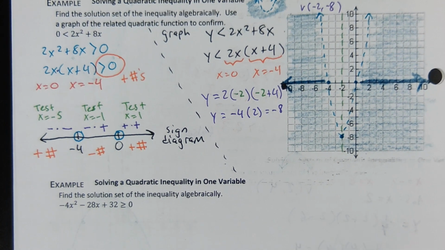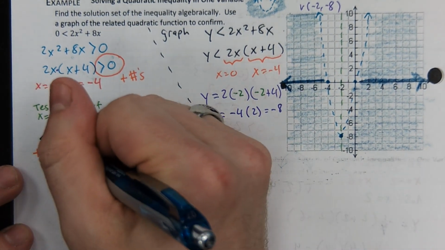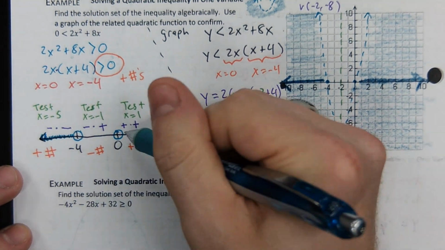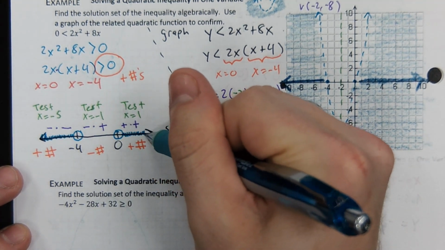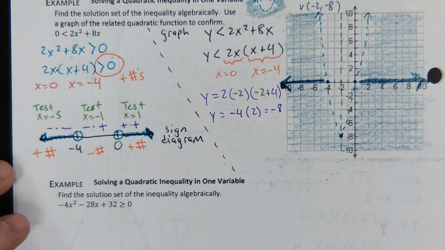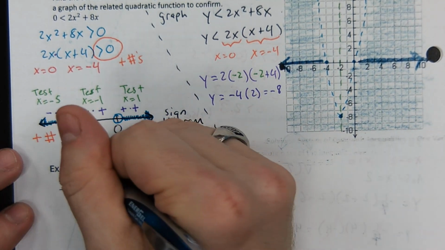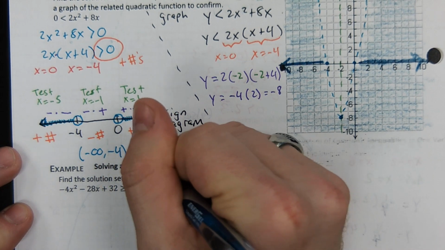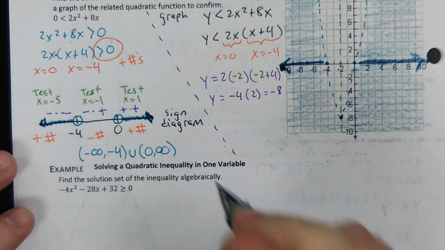Positive numbers are our solutions. So everything to the left of -4 and everything to the right of 0. So our solution set is from negative infinity up to negative 4, union 0 to infinity.